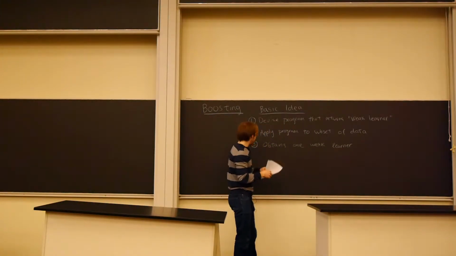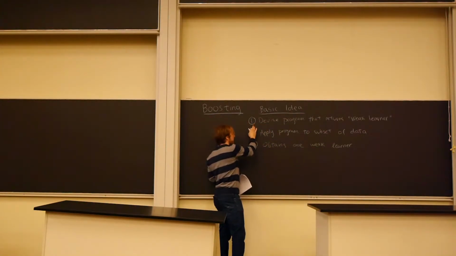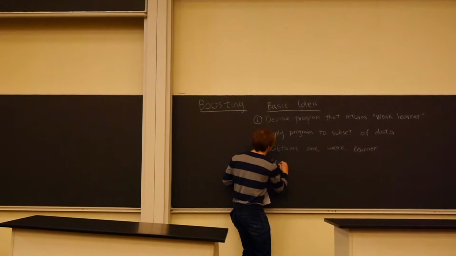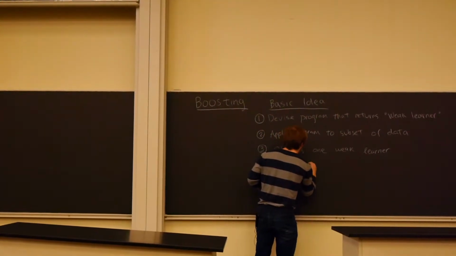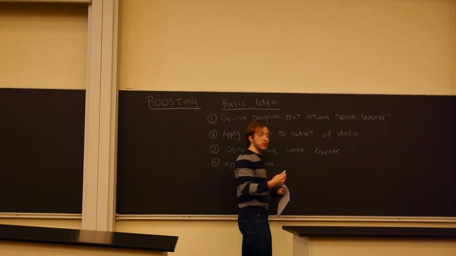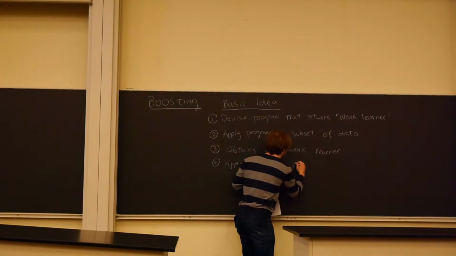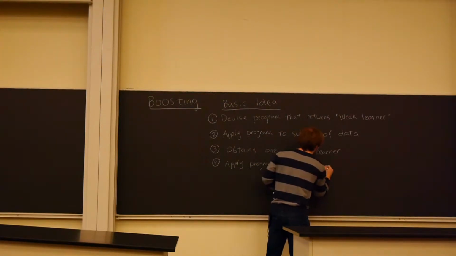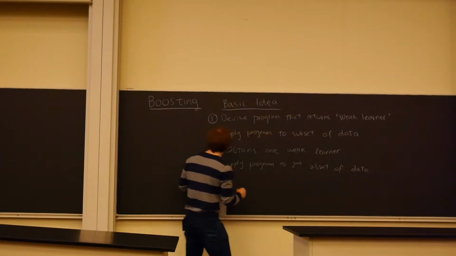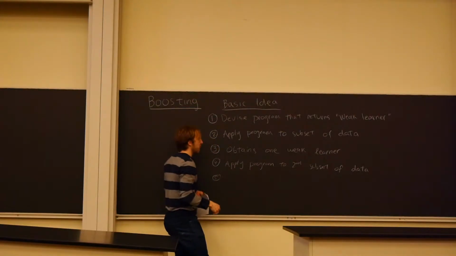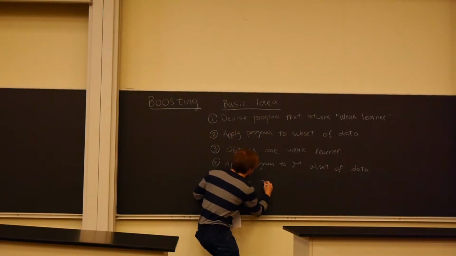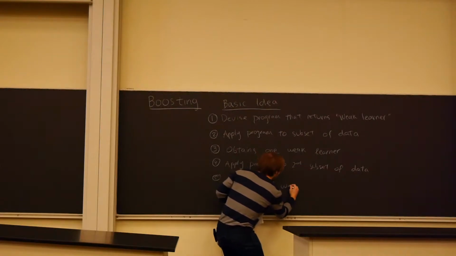Next we take another subset of data and apply our program to the second subset of data. So every time we apply a program to a subset of data, we get a weak learner that gives a classification rule. And finally, after we do that, we get, again, another weak learner. So we obtain a second weak learner.